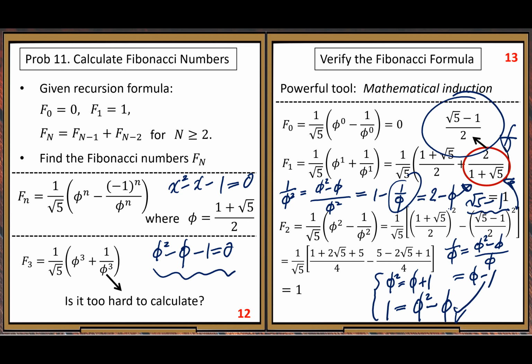So then, what is phi squared? Phi squared equals, using the first property, phi plus 1. Phi plus 1 minus 2, so 2 phi minus 1.